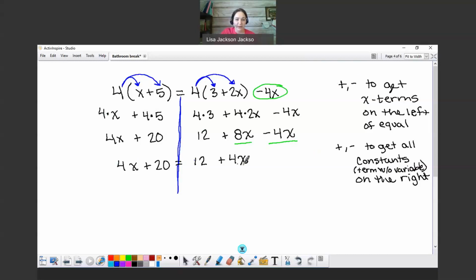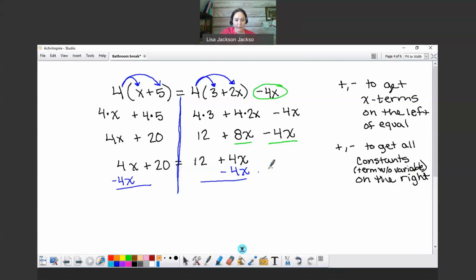I have an x term here, but I have one here too, and it is not to the left of my equal sign. So right now this is addition. That means to get rid of it, I will subtract it. This is when if I do something to one side of my equal sign, I have to do the exact same thing to the other. And I'm going to line it up with the other x term.